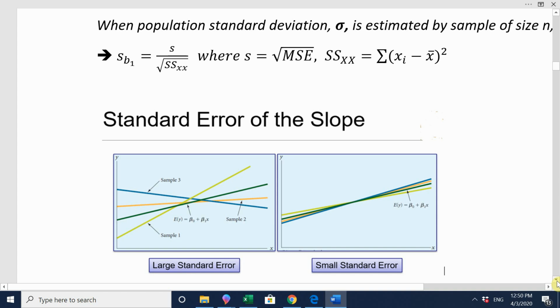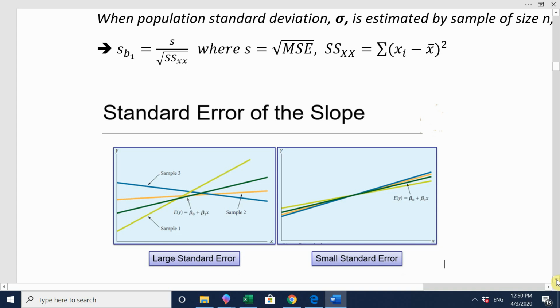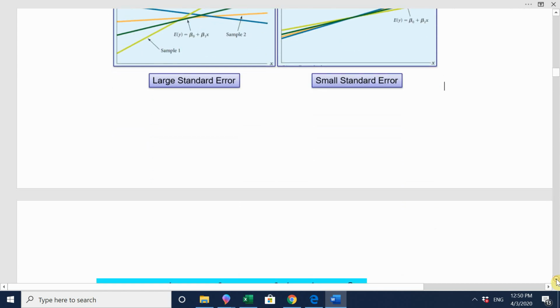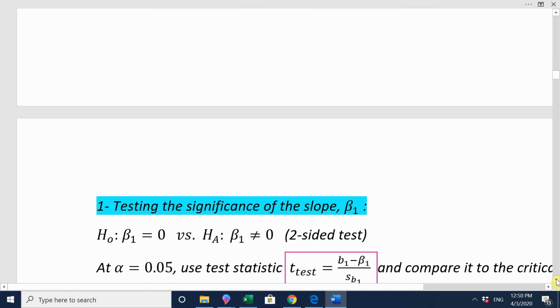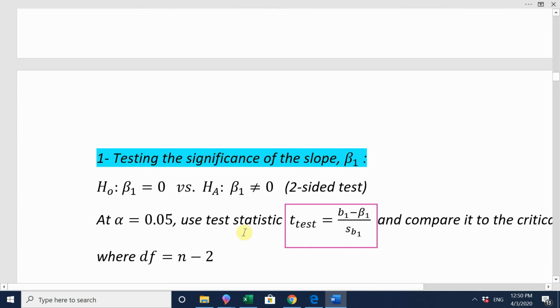So let's look at these hypothesis tests, and we'll also look at an interval. So the first hypothesis test we look at is testing the significance of the slope. And this is done by saying in the first place that the mean value of the y does not change as a result of the unit increase in x. Hence, beta 1 here equals 0.